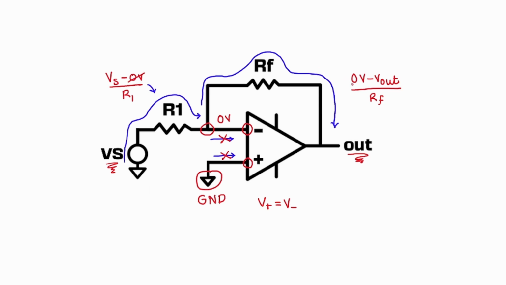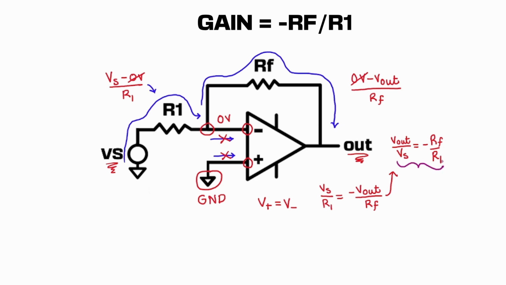There is no current going into the negative terminal of the op-amp due to its high input impedance. Thus, the current through our first branch must be equivalent to the current through our feedback loop by Kirchhoff's law. If we set our two equations equal to each other, we can see that the gain of our inverting amplifier is determined by our feedback and R1 resistors. The gain of this configuration is equal to negative RF over R1. This means our voltage out will be our source voltage multiplied by this fraction.